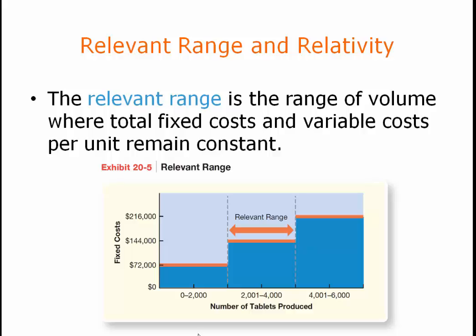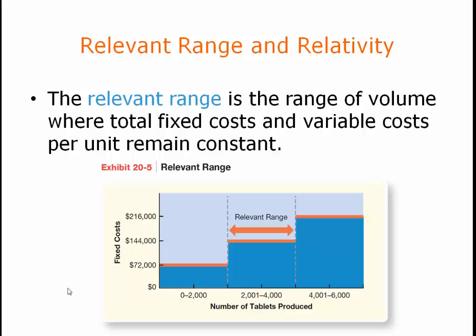The relevant range is where costs remain constant. So from 0 to 2,000, the fixed and variable costs remain constant. And here's the relevant range, and it's really between a range of like 40 to 80% of capacity. And if you go above that, you have what are called step costs. And if you have costs below that, they're also called step costs. And what I mean by step costs is as things go up, as things happen, you have differences.